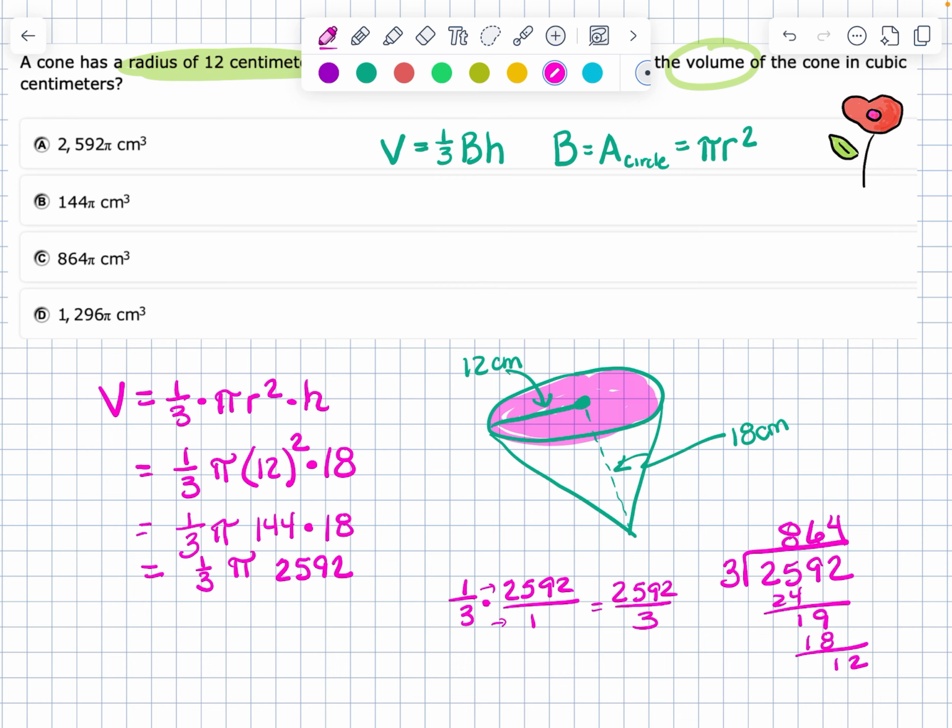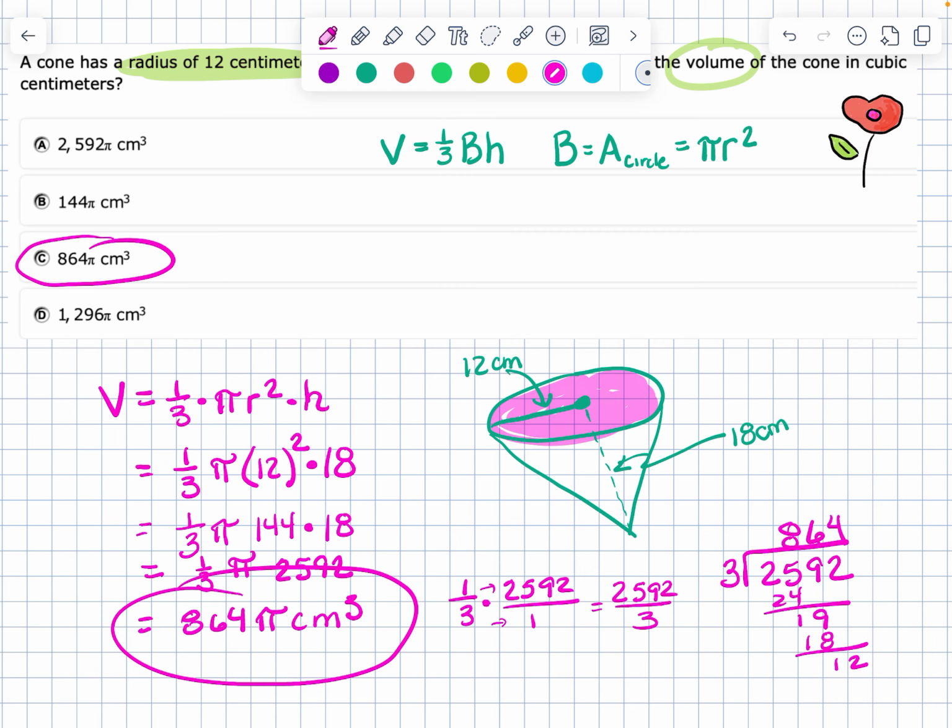So we have 864 pi centimeters cubed. And guess what? That is our answer. We don't have to multiply it by pi. And there it is right there, C. Okay? I hope this helps, and I will see you in the next one.